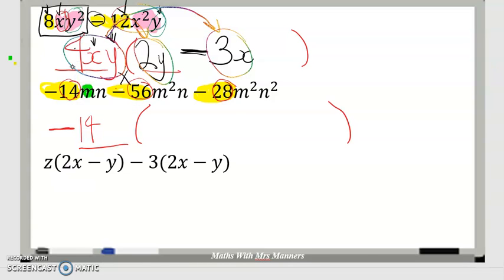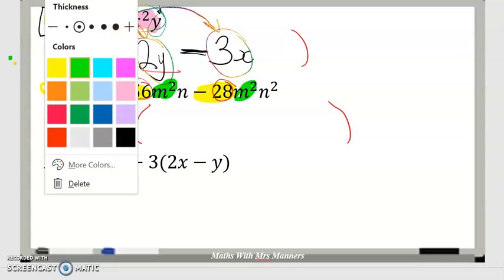Now let's highlight our common letters here. We've got m squared and m squared, and like I said before, you must take the lower power. So I'm only going to take the m, and then I'm going to go and look at the other.